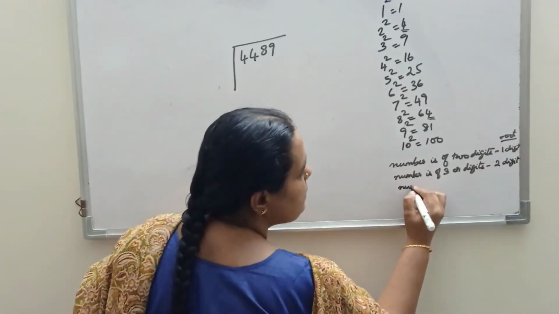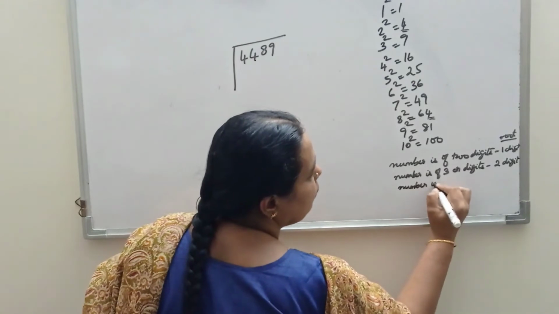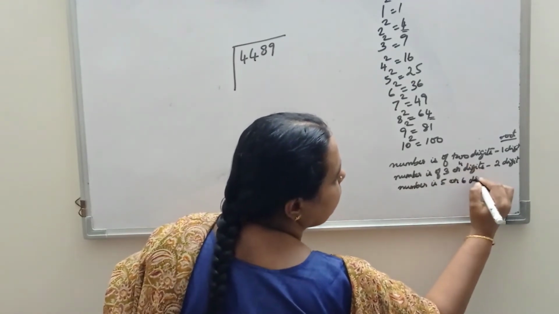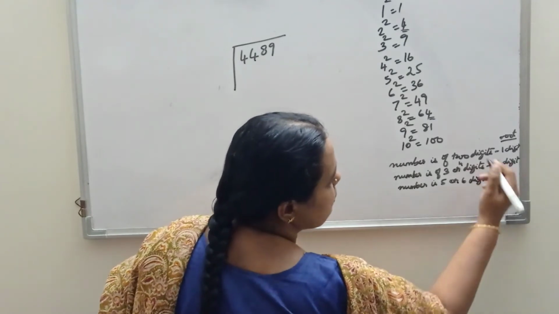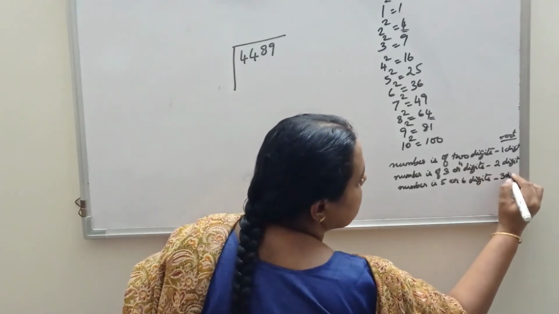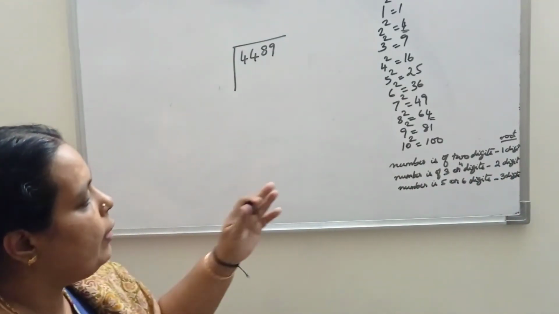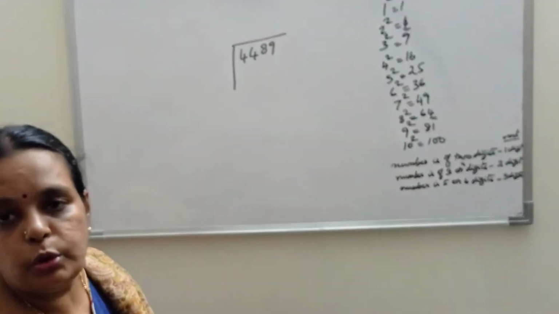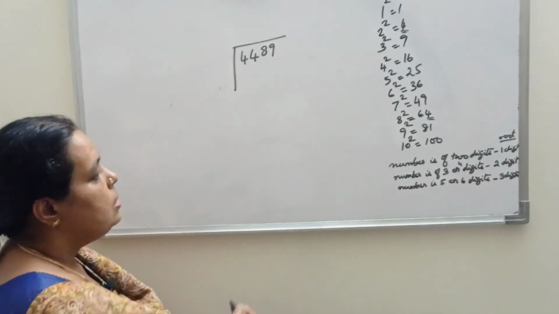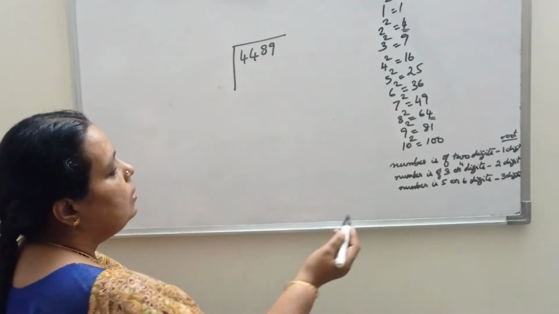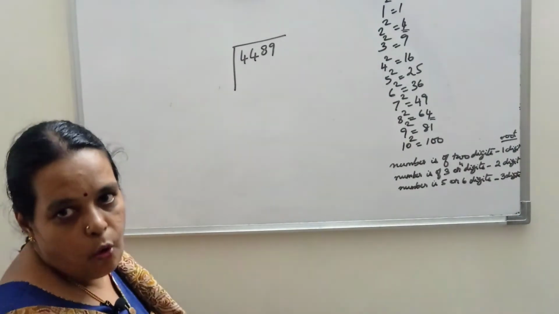If the number is of 5 or 6 digits, the square root will be 3 digits. We have to remember this before finding the square root of any sum, and so on. This will continue for the other digits also. So let's move on to this sum, 4489.